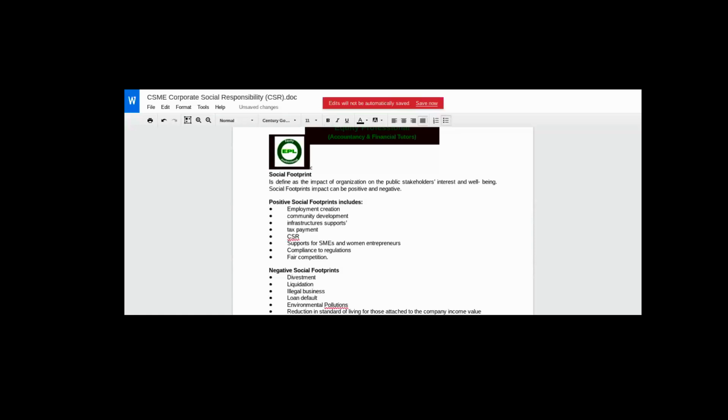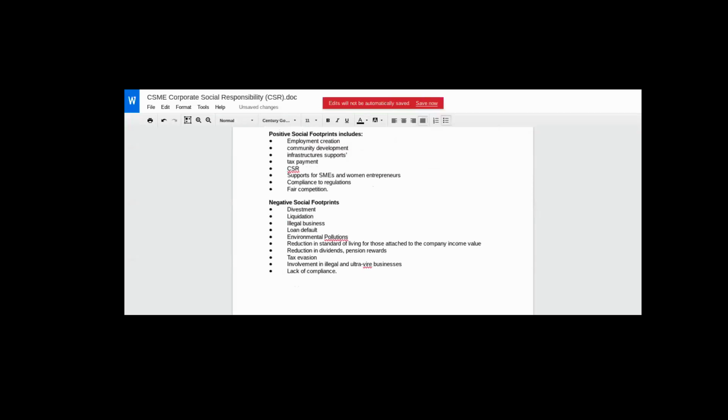Environmental pollution is a negative social footprint, and so is the reduction in the standard of living of those attached to the company. That means we don't pay good salaries to our workers. We don't even pay them as and when due. Another negative social footprint is reduction in dividends, pension rewards to the workers and shareholders, tax evasion, and lack of compliance. All these things are negative social footprints that have adverse effects on the performance and growth, including the reputation of the company.